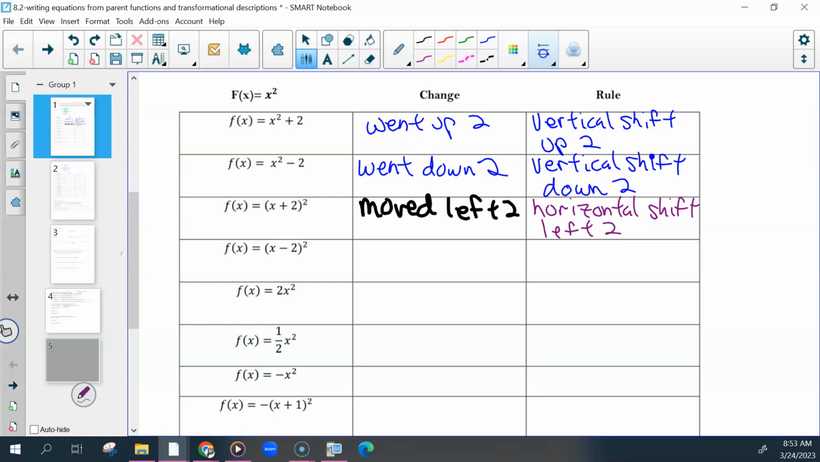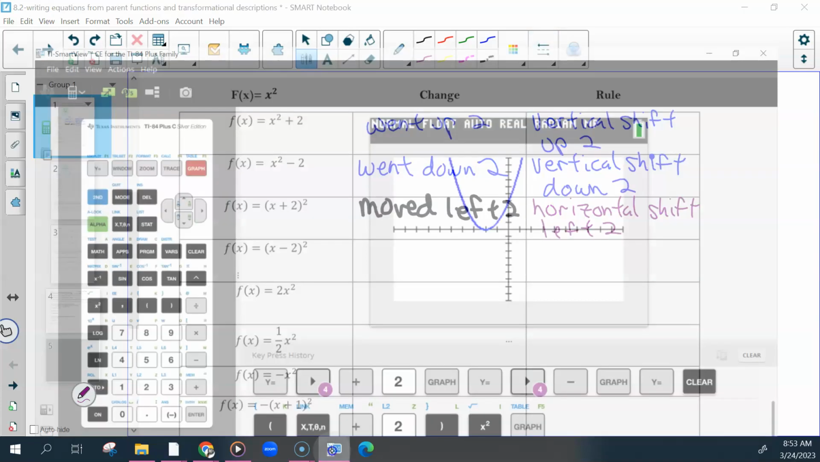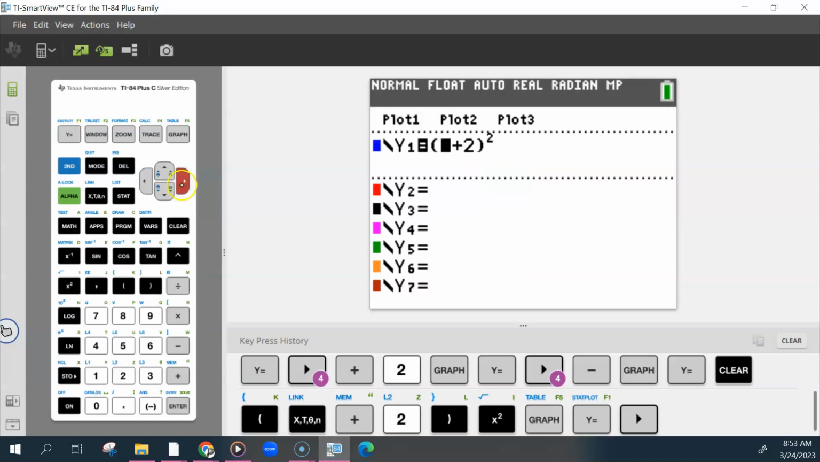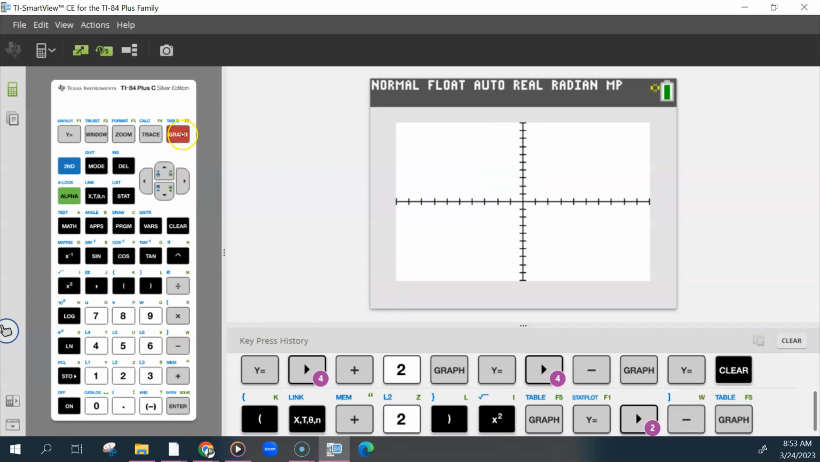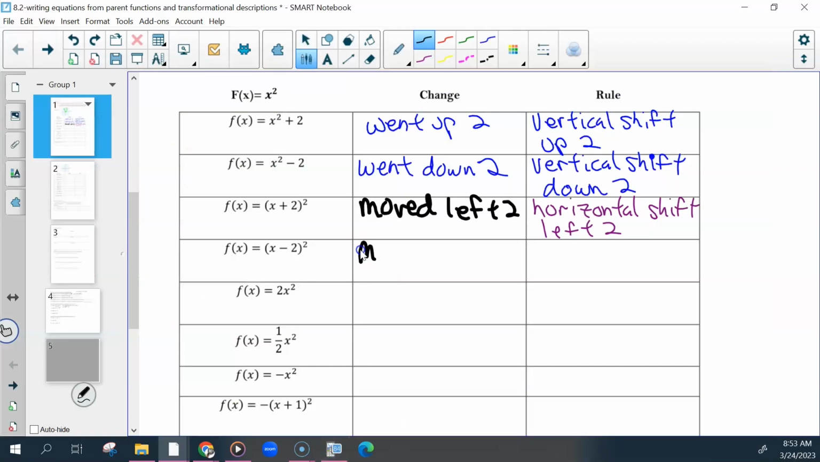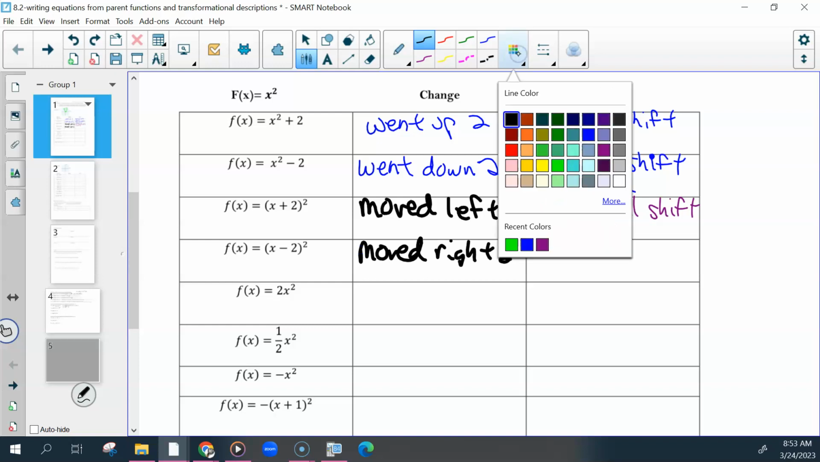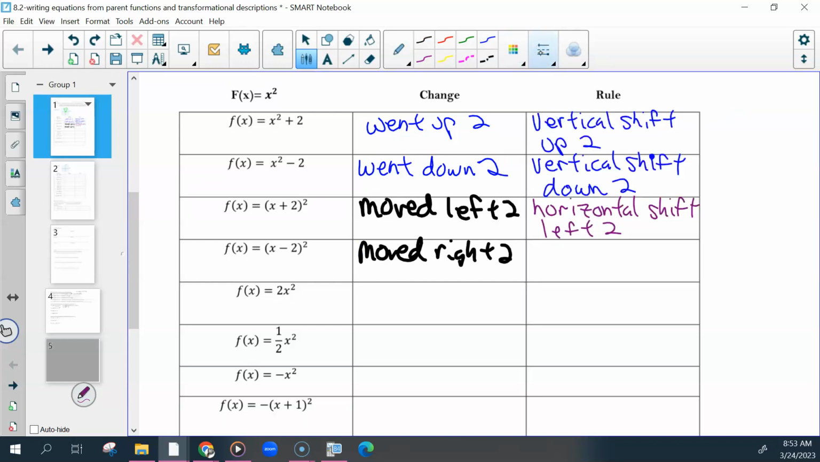Afterwards, you'll have to know these. You should know what these are, and we'll talk about how you'll start to memorize those. So what do we think this one's going to do? The right. And I'll graph it just so we can confirm. But it did do that. Move to the right. So that would be a horizontal shift right 2.